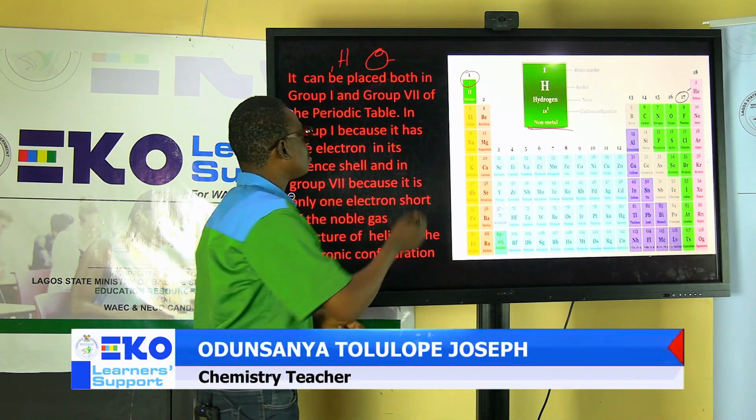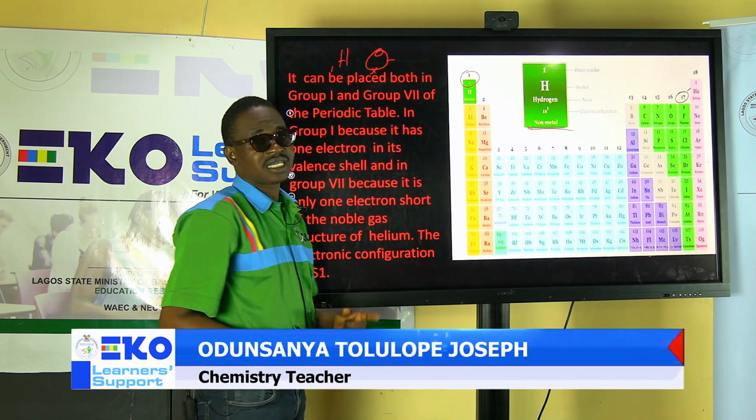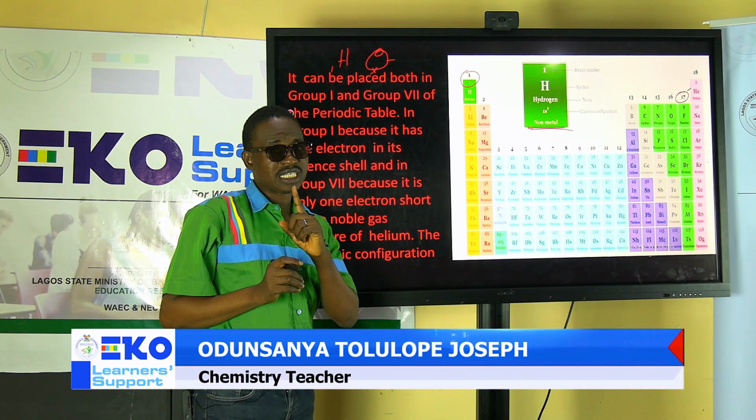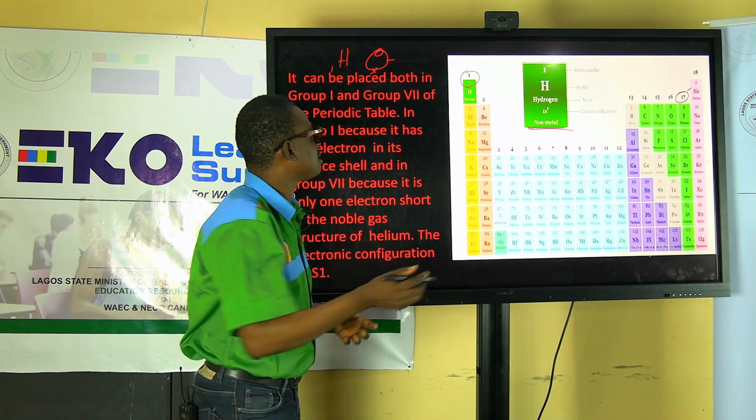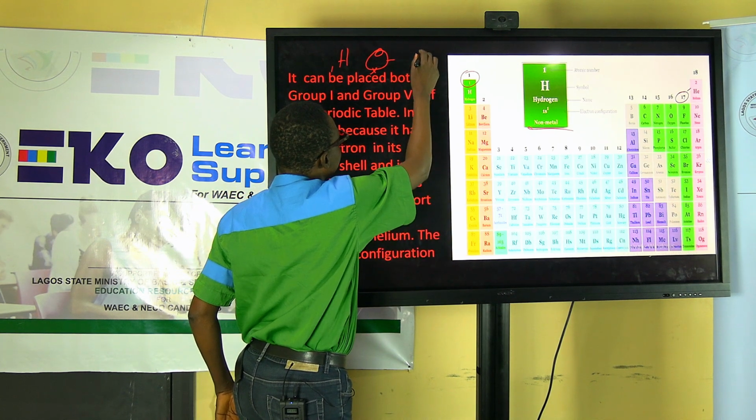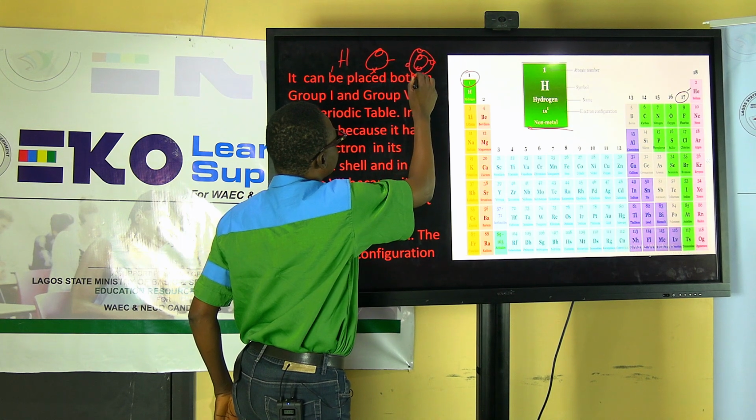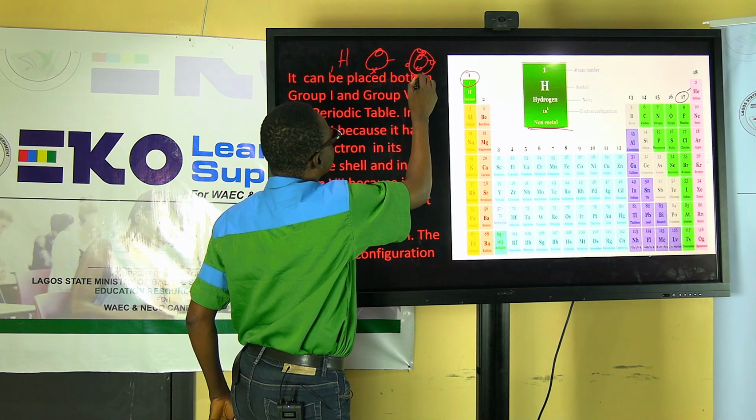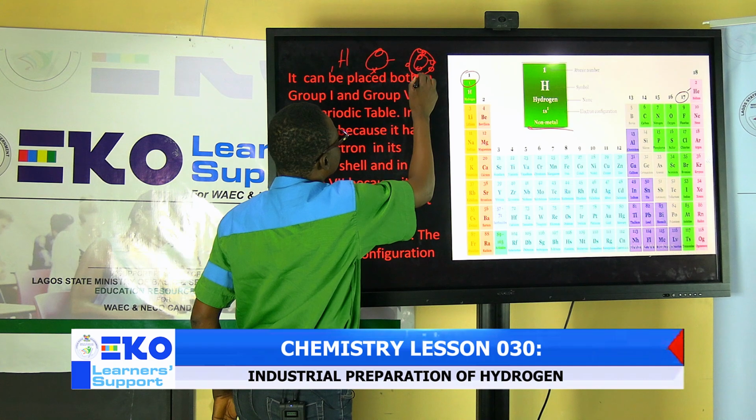And also, when you look at this shell, it can take a maximum number of 2. Therefore, it needs 1 more electron to become what? Complete. And you can compare that with group 7 elements. Look at group 7 elements. 1, 2, 3, 4, 5. 1, 2, 3, 4, 5, 6. Yes, 7.